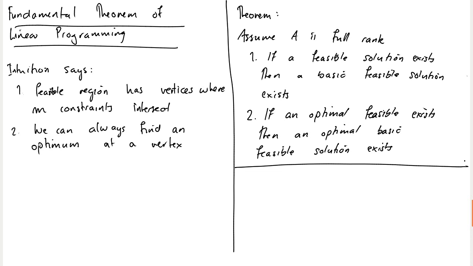This is like the problem we had for our graphical solution. We're just restricting our search in that case to the vertices or the corners of the feasible region. This is exactly the same thing, but just in slightly different language.